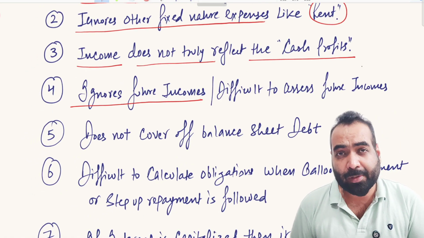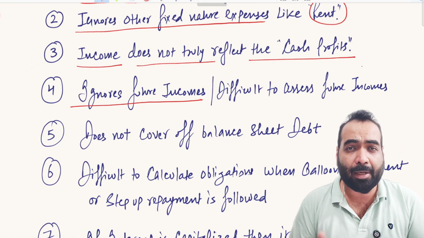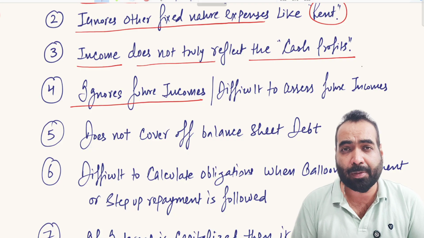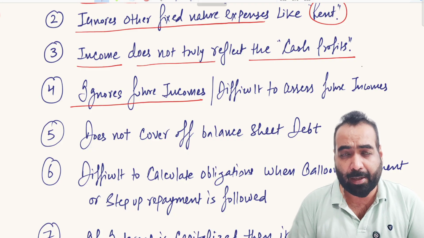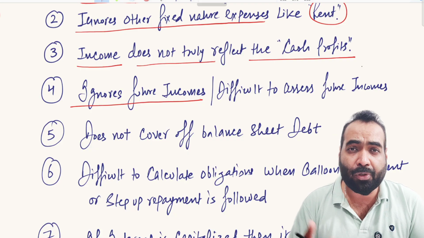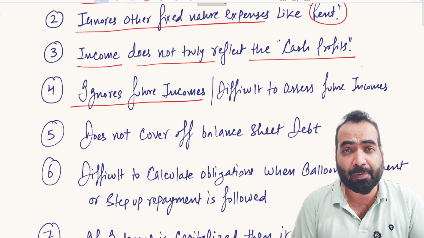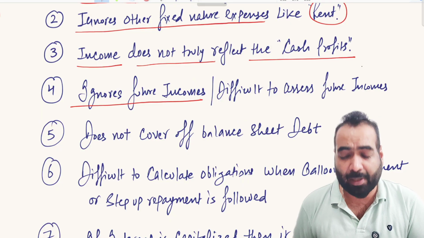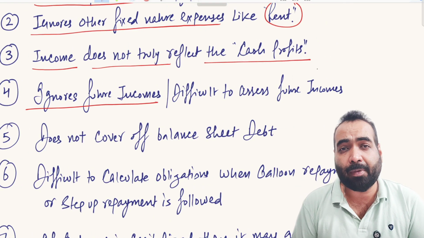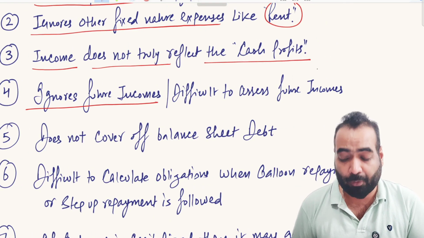DSCR totally ignores the future incomes. If a client is taking a machinery term loan at present, of course, by buying machinery or by adding an additional factory, his future sales and his future profits, with economies of scale, will increase, right? But DSCR is based purely on past data, and future income is not considered in the DSCR calculation.